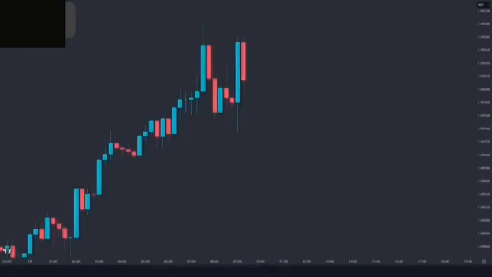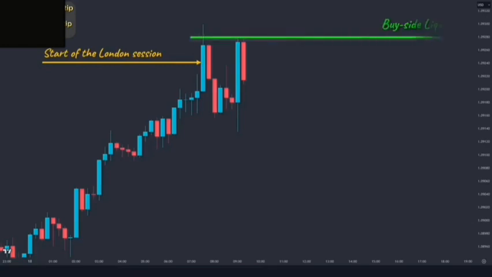Now, on the actual chart. Here we have the euro-dollar on the 15-minute time frame. The first thing we want to check is where we are in terms of the trading session and hour. This giant candle is the start of the London session, which is one of the most liquid periods of the day for the euro-dollar. Now, based on what we discussed earlier, this area of equal highs represents the buy-side liquidity.